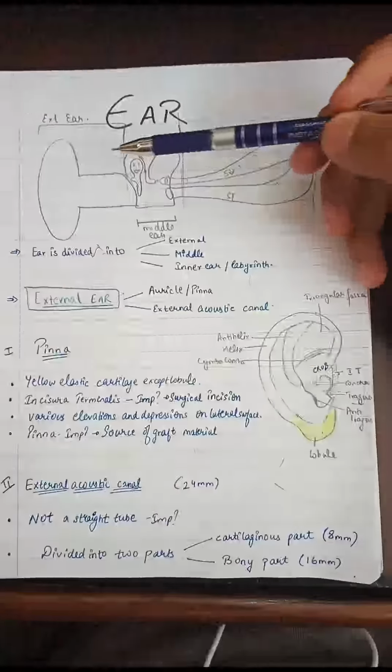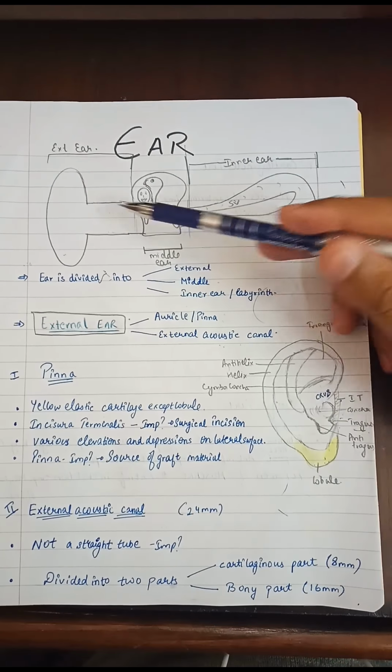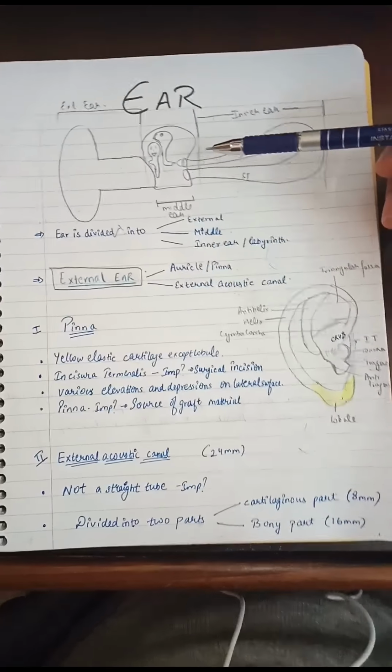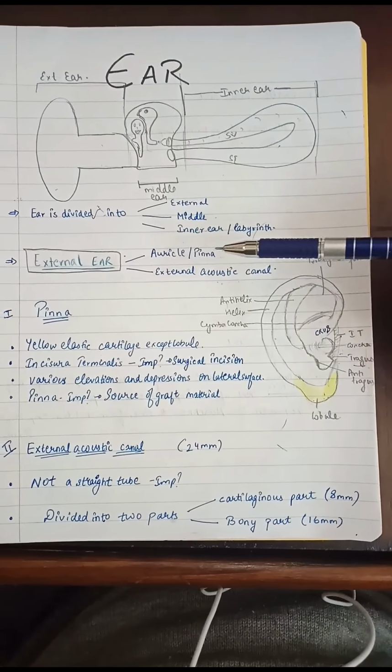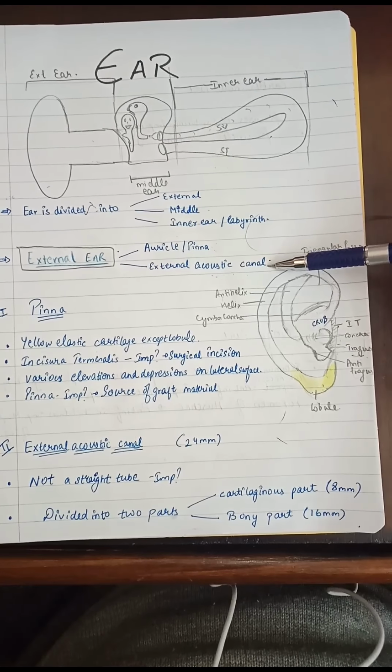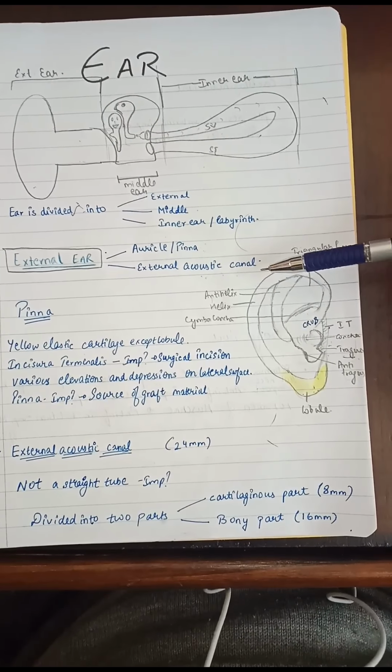So anatomically, the ear is divided into three parts: the external ear, the middle ear, and the inner ear. In this video, I'm going to discuss the anatomy of the external ear. The external ear consists of the pinna and the external acoustic canal, which is also called the auditory canal.